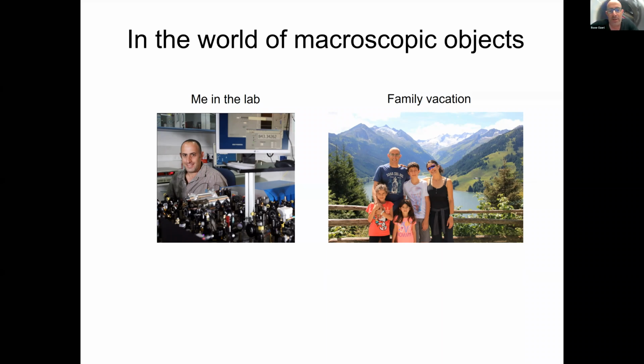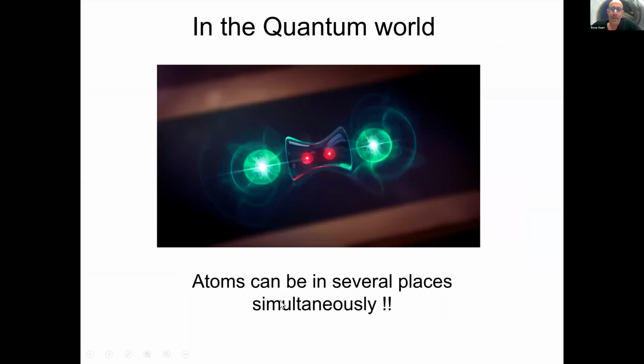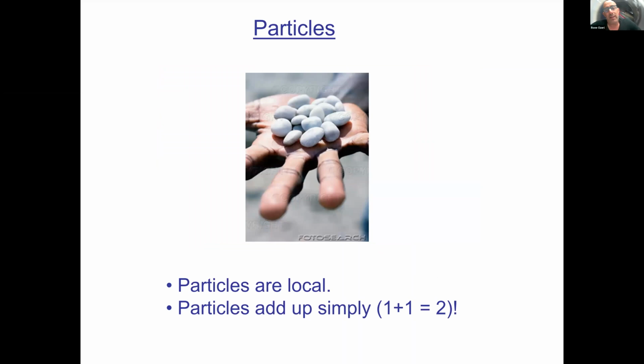And this is really the result of an obvious fact. We can only exist in a single reality at any given time. I can only be in one place at any given time. I can either be in the Austrian Alps or be in the lab. I can't be in both places at the same time. Now, if you look at quantum mechanical particles, atoms or electrons, you'll see that according to the laws of quantum mechanics, atoms can actually exist in several places simultaneously. And this is a very surprising fact. Let me give you a little explanation of how we think about existing in multiple locations simultaneously.